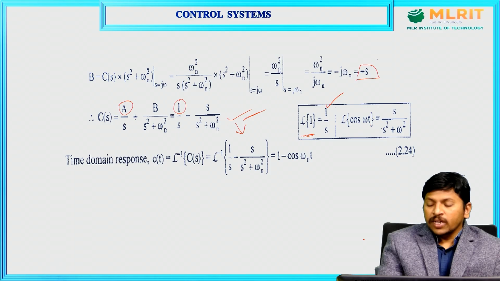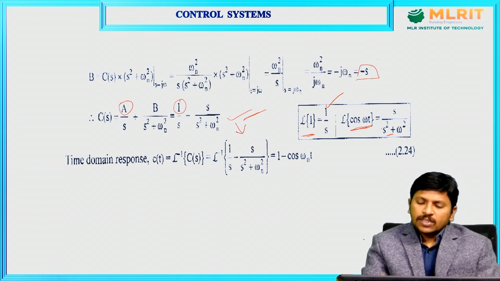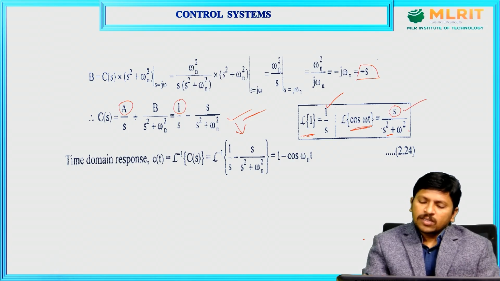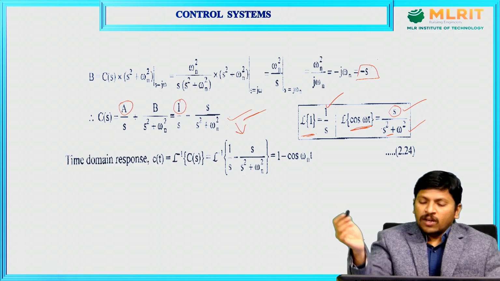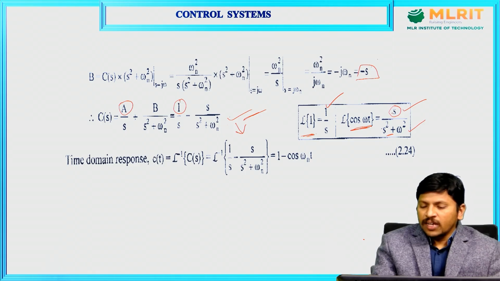Laplace of cos omega t equals S divided by S square plus omega square. Here we get the positive. If you have sin omega t, it is omega divided by S square plus omega square, right? So cos means S in the numerator, and if we have sin, then omega. These two are the formulas.